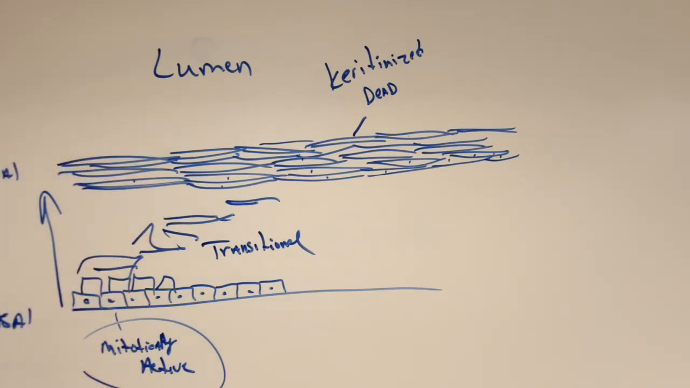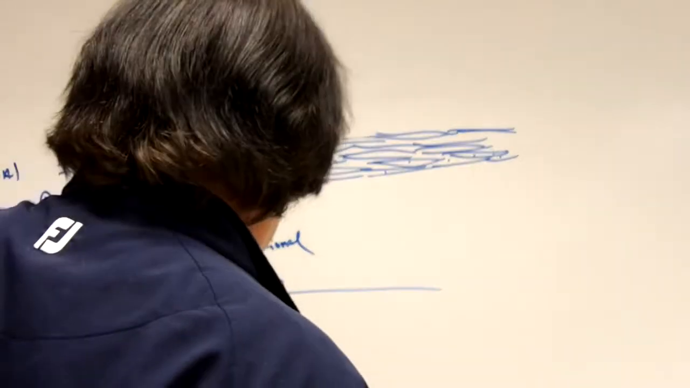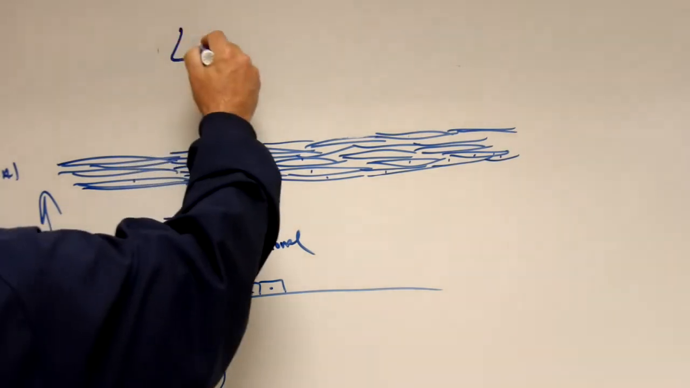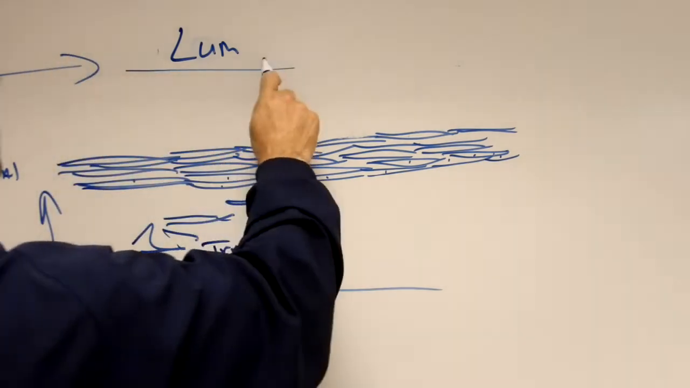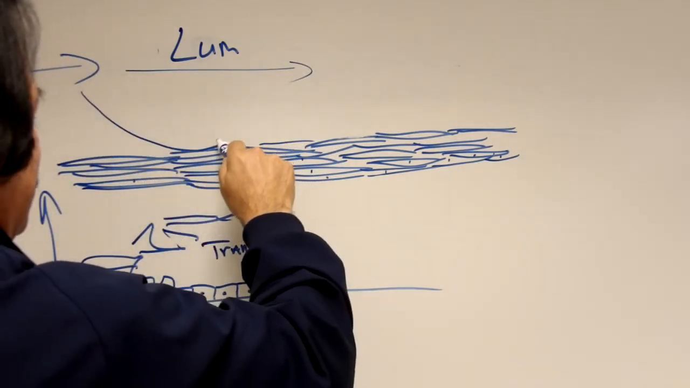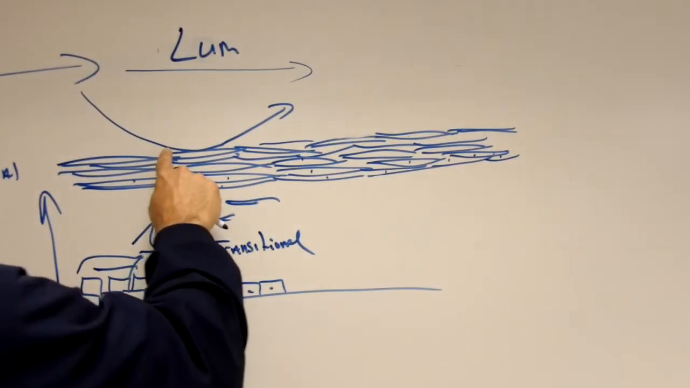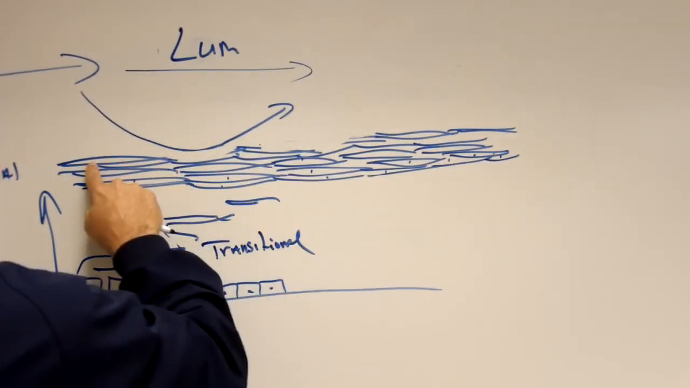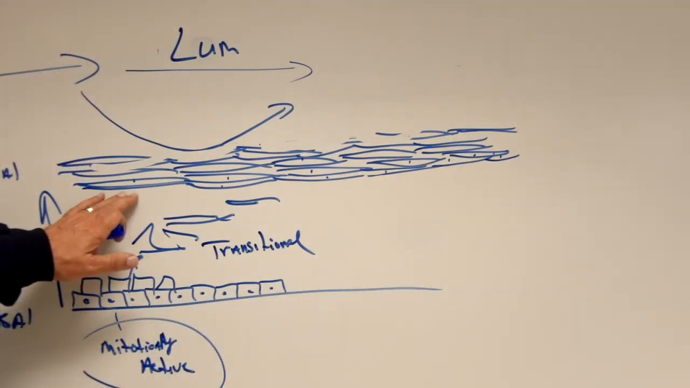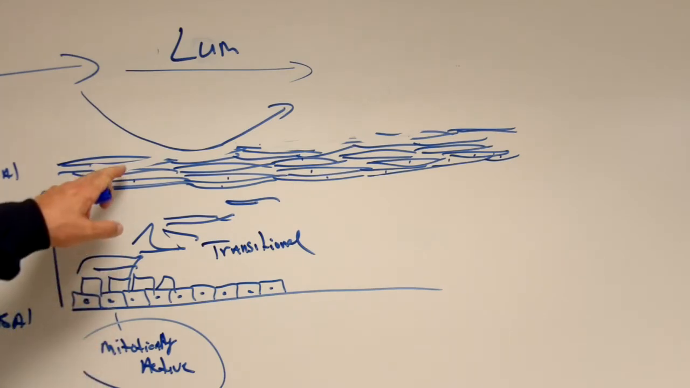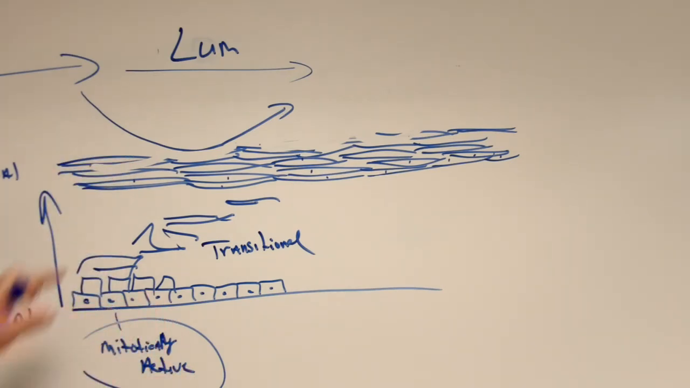Where this is located, these cells are found in the lumen of your esophagus. And so the idea is that in the lumen of the esophagus, you have all kinds of stuff that is being swallowed, and things can interact and slough off some of these cells.